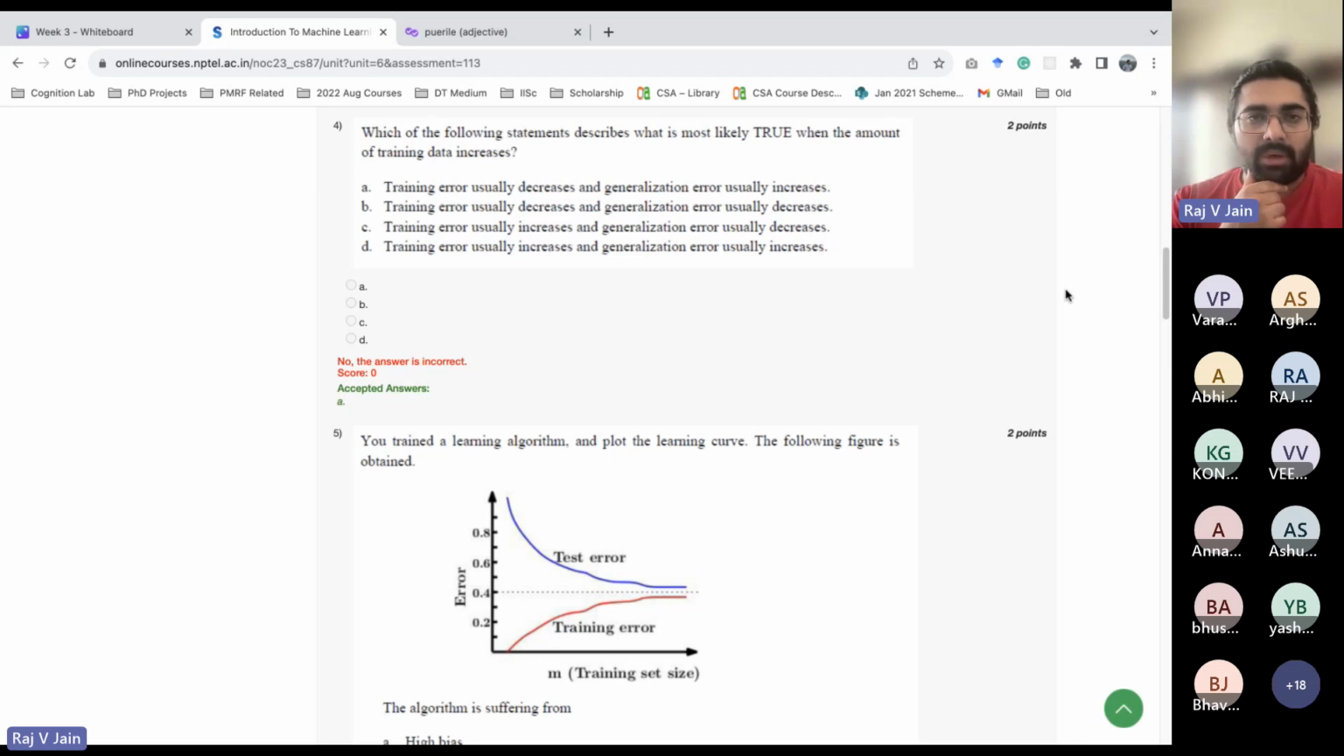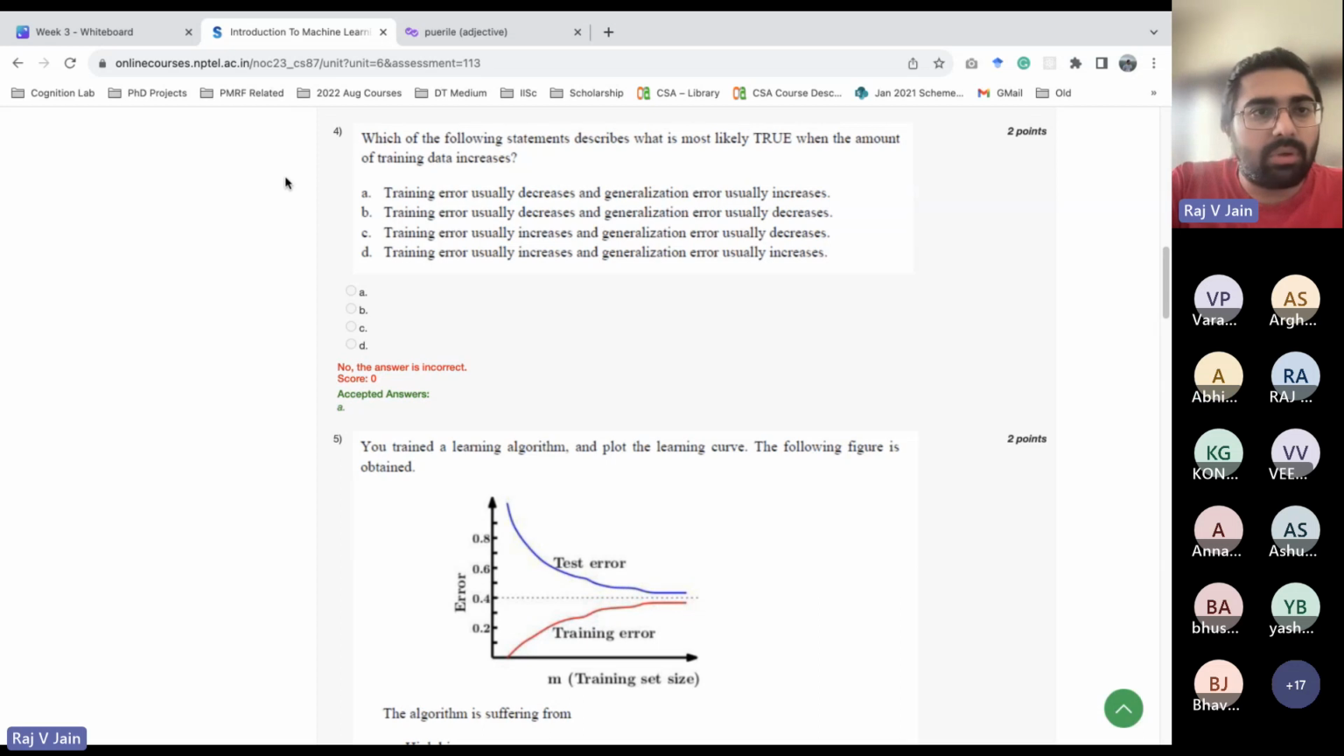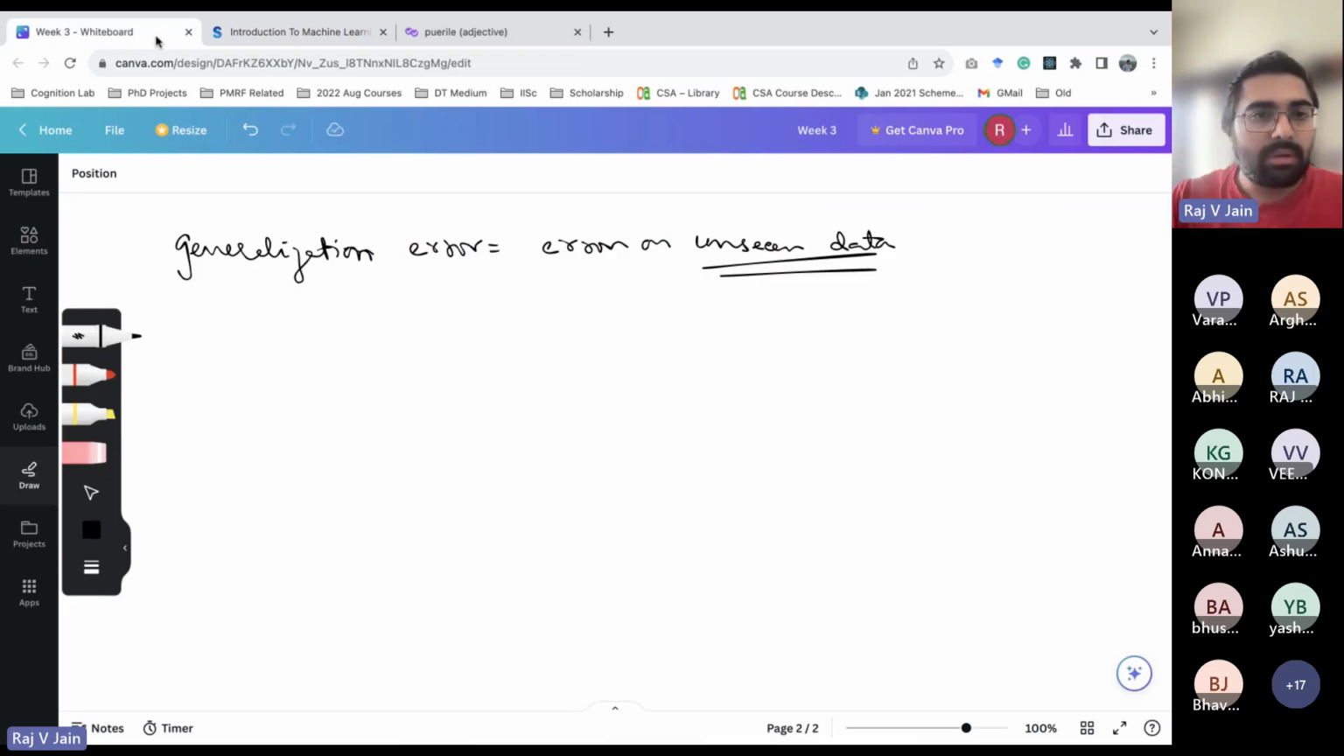So let me do one thing. I'll get back to you on the right answer and the exact explanation for this. Is that fine? Okay, that's fine. I guess it is more like, if the model is complex enough, then the training error will obviously decrease. And if the model is not complex enough, then the training error will increase. Yes, that's true. Okay, good enough. So let me just put that here.